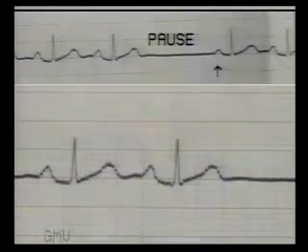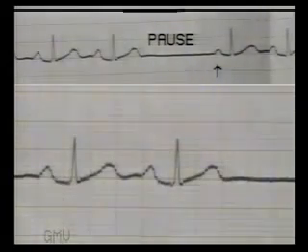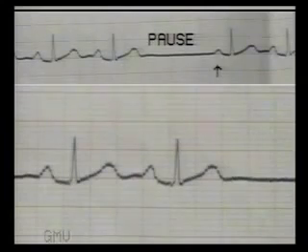This ECG shows a pause. The preceding beat is not premature. Preceding T wave is normal. So this is a sinus pause.